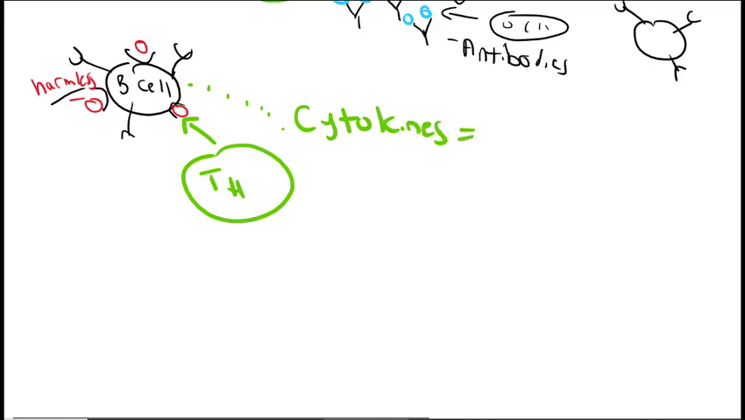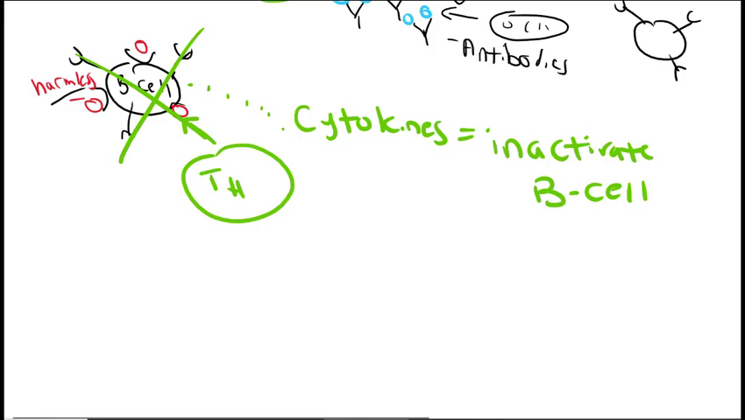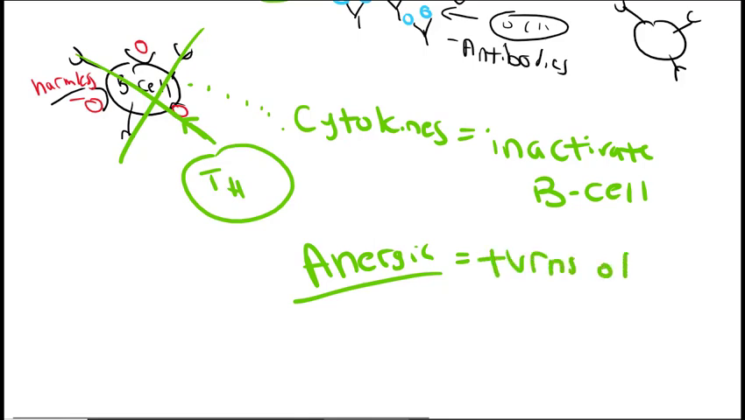these cytokines are not going to activate the B cell, they're going to inactivate the B cell. And they're going to permanently inactivate this B cell. This is called making the B cell anergic, meaning basically making sure it never activates, or essentially turns it off permanently. And this is one way the adaptive immune system ensures that your body doesn't overreact to something harmless or to part of your own self.